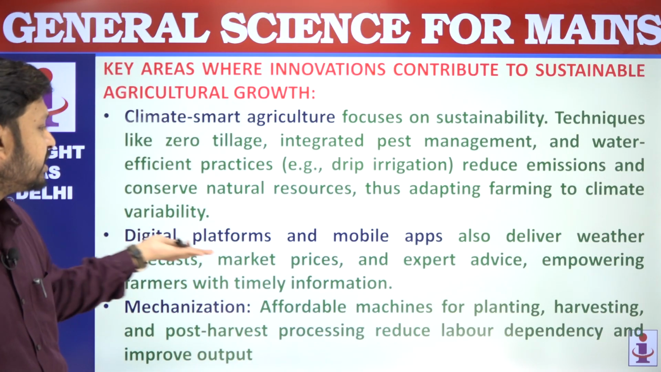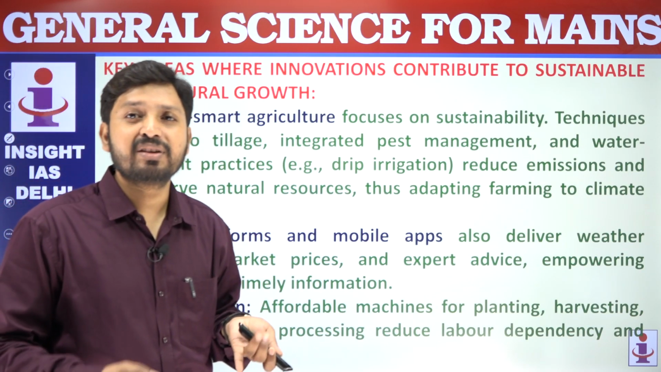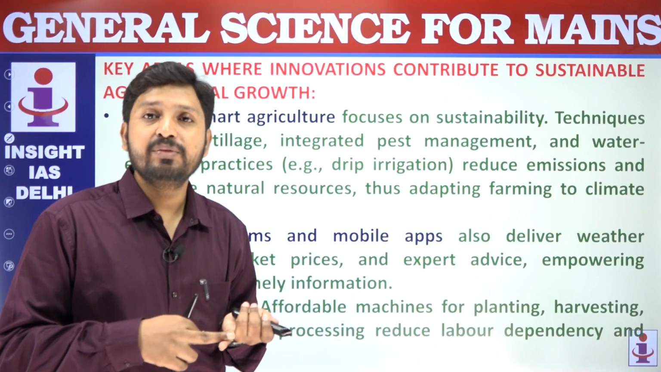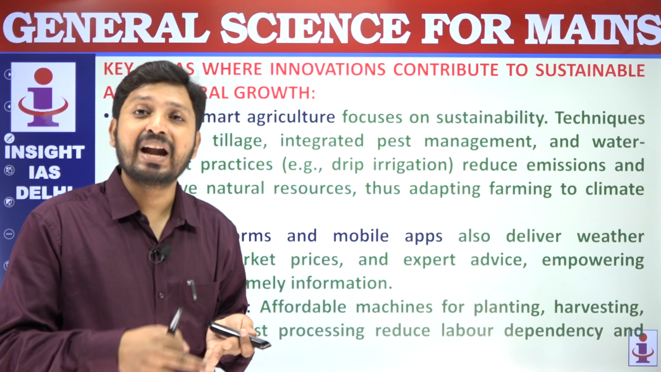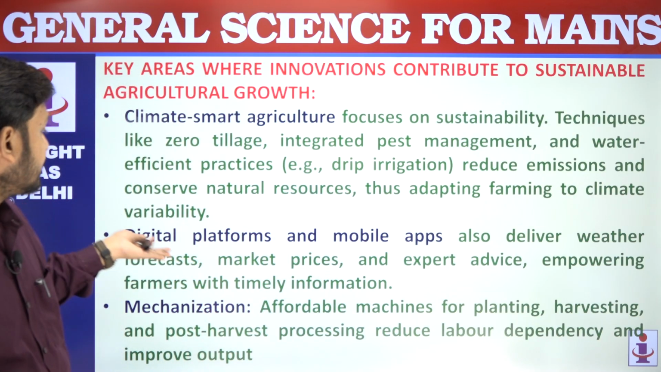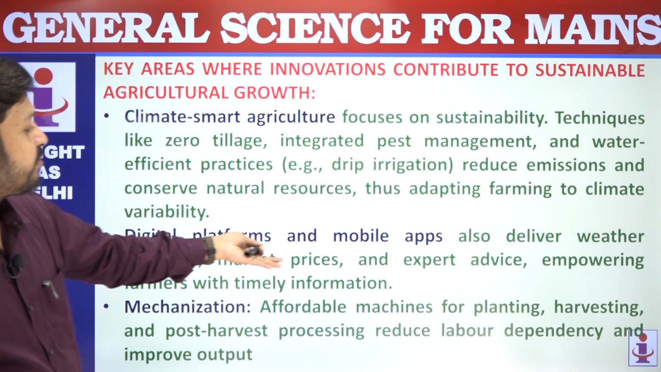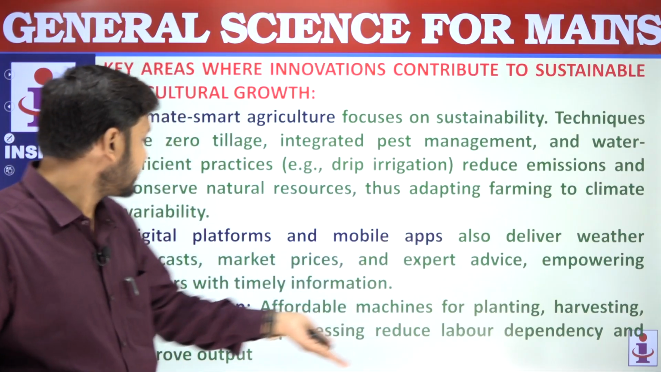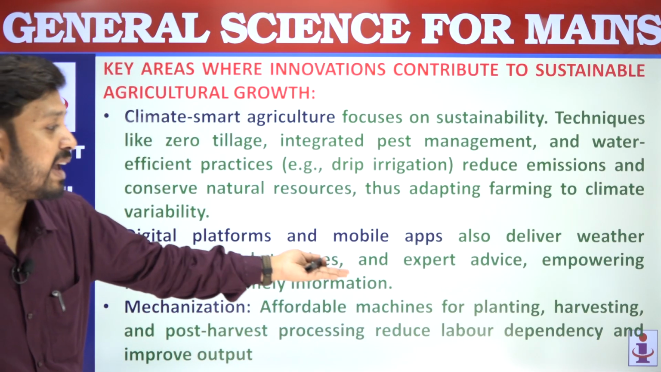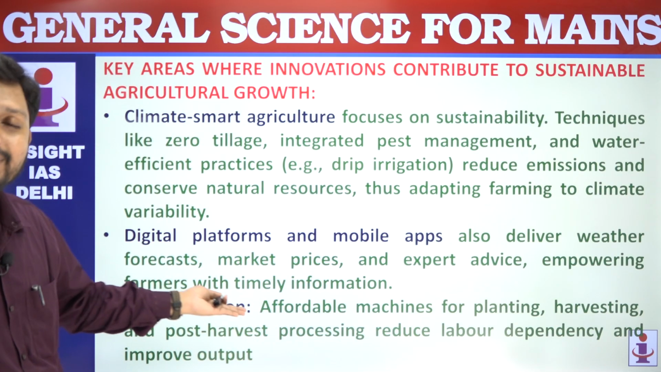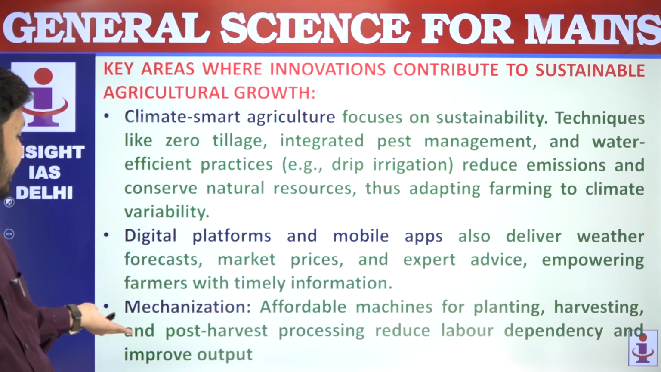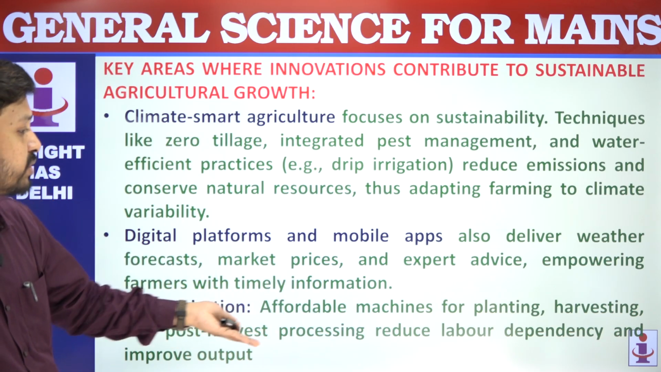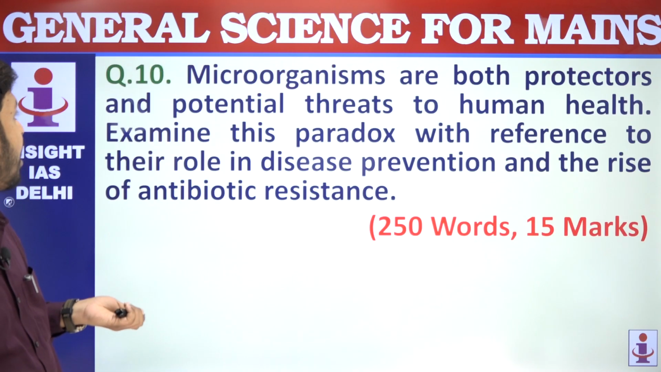Apart from that, some digital platforms and mobile applications are also there where they will give instant information, news, okay? What the market prices are, or they can get advice, okay? All these things through these digital platforms and mobile apps. For example, it also delivers weather forecasts, market prices and expert advice, empowering farmers with timely information, and also mechanization. Affordable machines for planting, harvesting and post-harvest processes reduce labor dependency and improve the output.